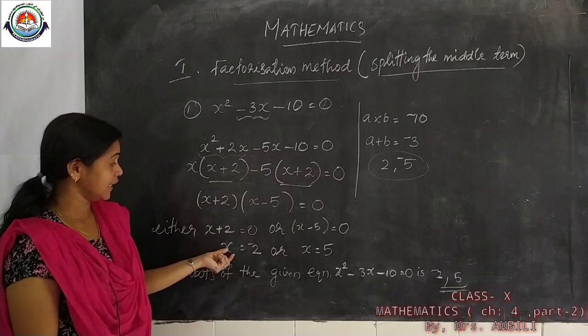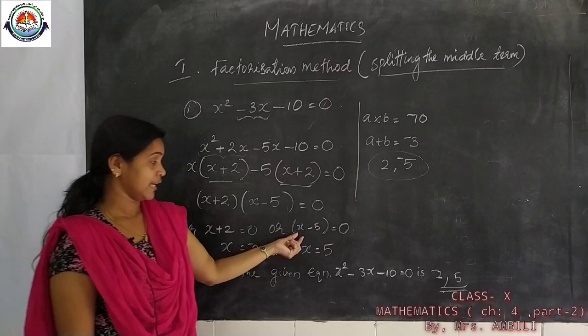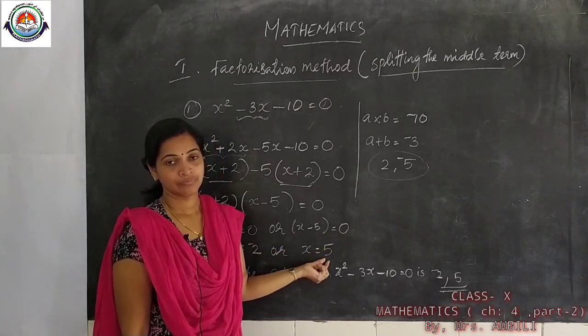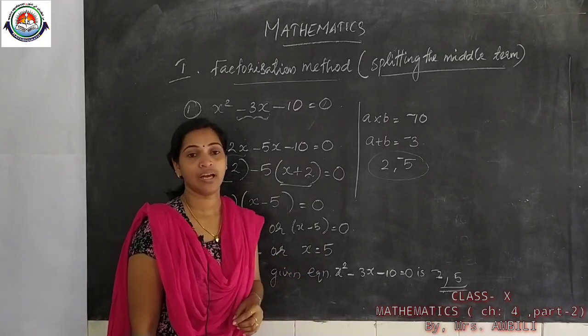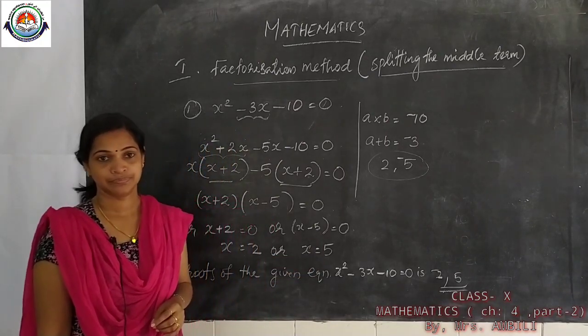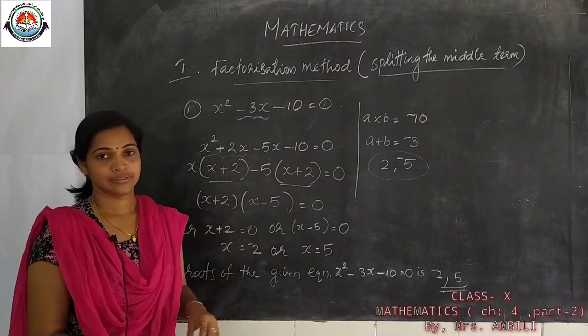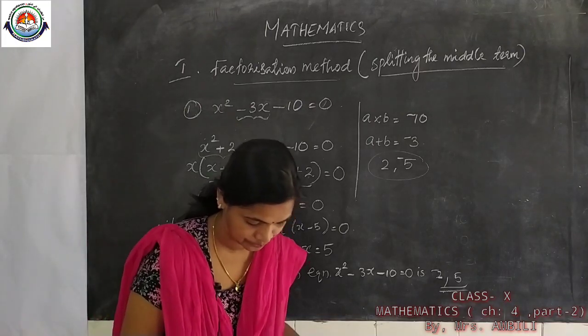Okay, then if x plus 2 equal to 0, x equal to minus 2. If x minus 5 equal to 0, x equal to 5. So, we got minus 2 and 5 are the roots of the given equation. Okay, let us verify it. It is correct or not. How we can check it.